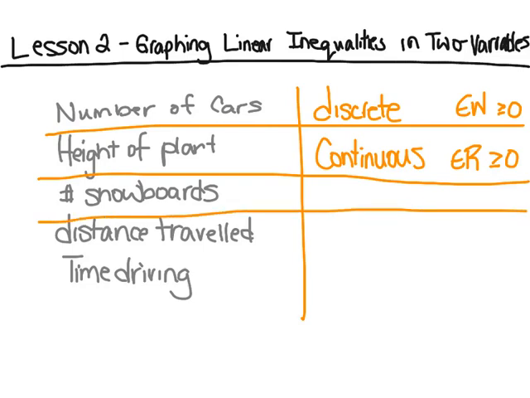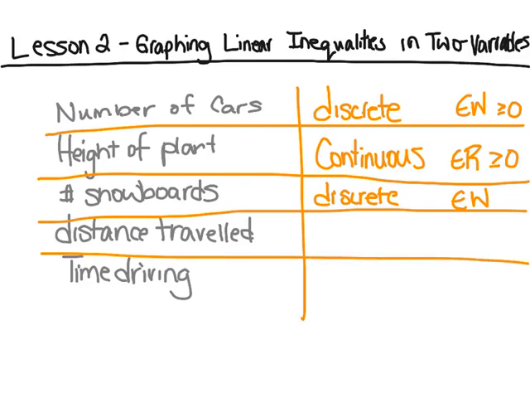Number of snowboards, because you don't have half a snowboard, would be discrete. So it would be an element of the whole numbers. We already know that those are positive. Distance traveled, because you can hit every single point between 2 points in a distance, it would be continuous. This would be an element of the real numbers, but you can't travel negative distance, so greater than or equal to 0.